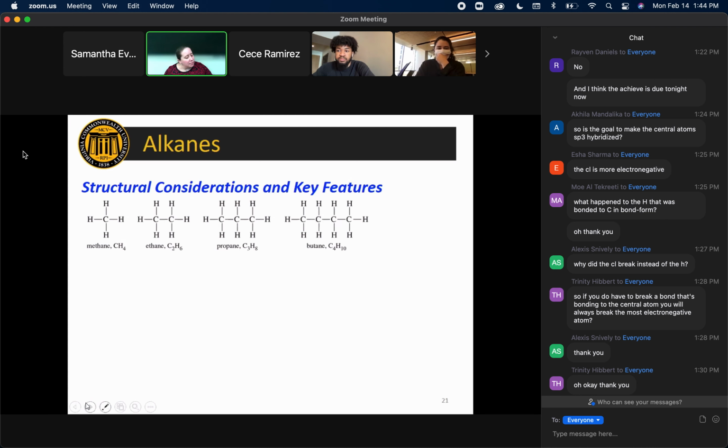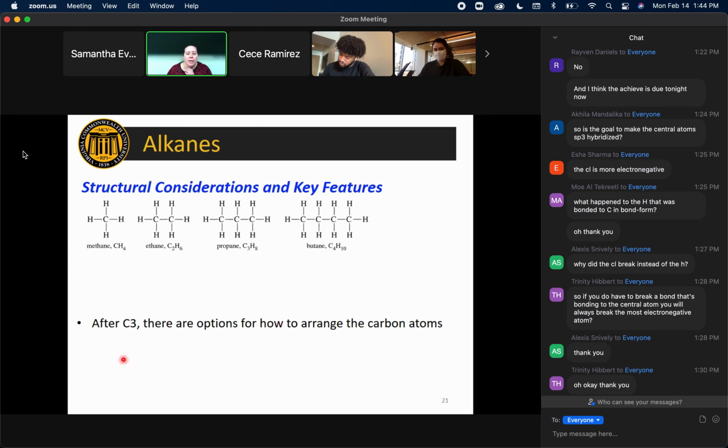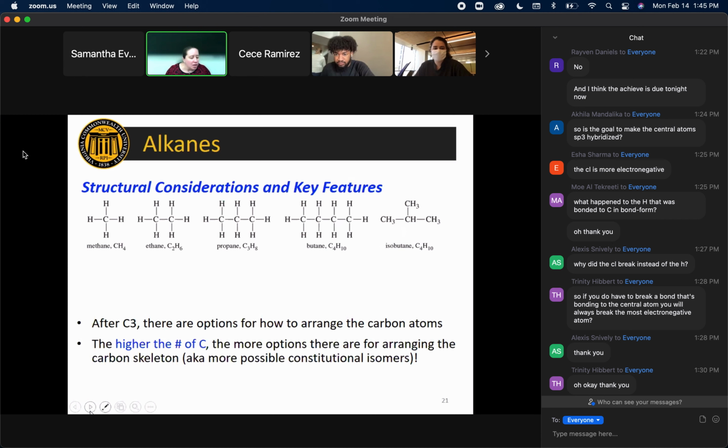So another couple of things to think about is that once you get past carbon 3, things get a little bit more complicated. So we've only been talking about hydrocarbons in a linear form, right? But when you get to butane, suddenly there's more than one option. So instead of putting all 4 carbons in a row in a line for butane, we also have an option where we could arrange them in a branched form, like what's showing here in isobutane. And when you get up to further numbers of carbons, the higher the number of carbons you have, the more different ways there are to arrange those, which should be intuitive as well.